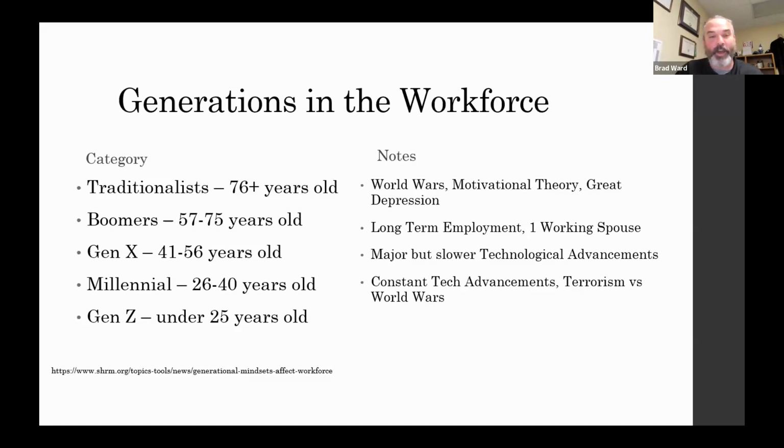And I don't like to stereotype generations, but there are differences in how we view the workplace. So I thought we should note that before moving on.